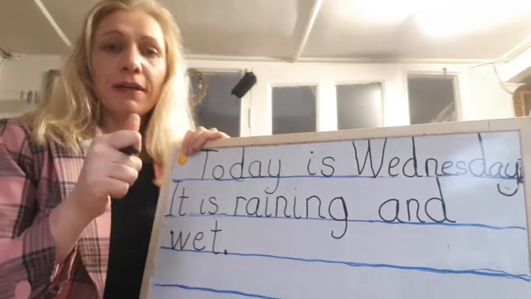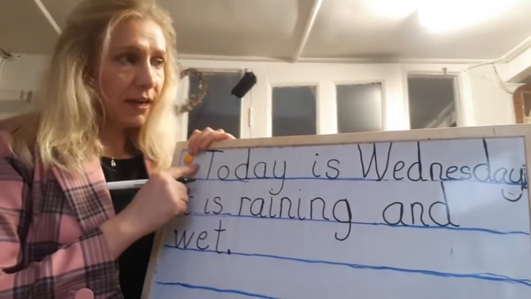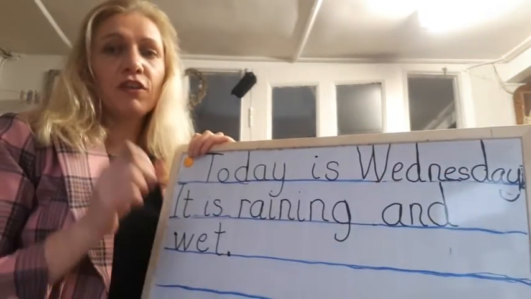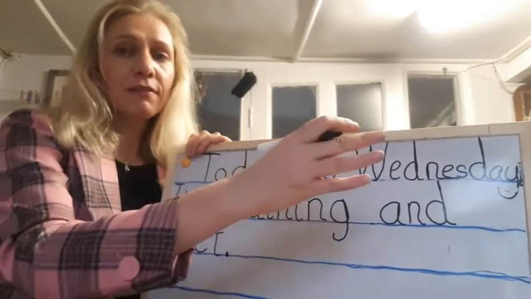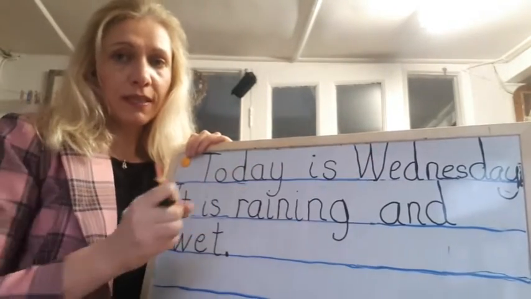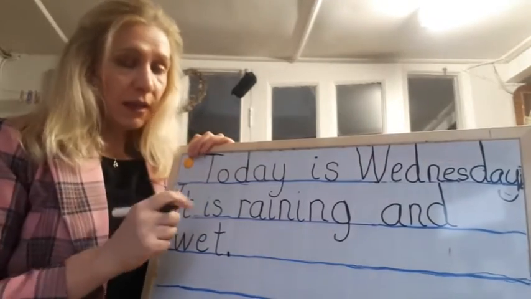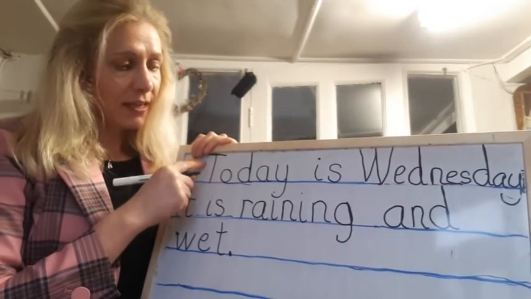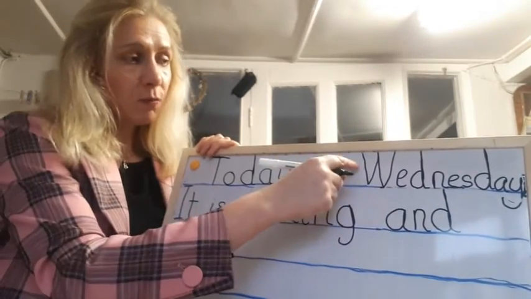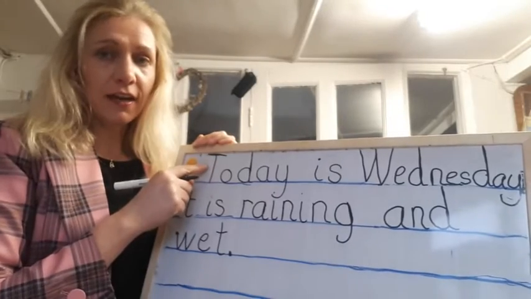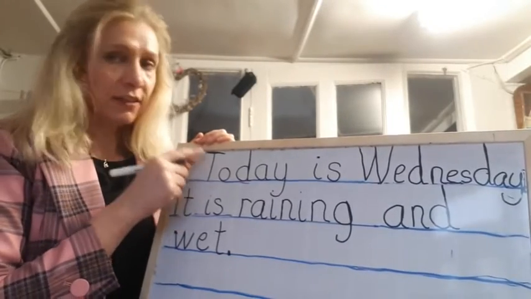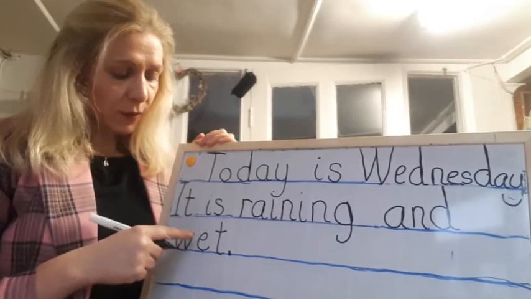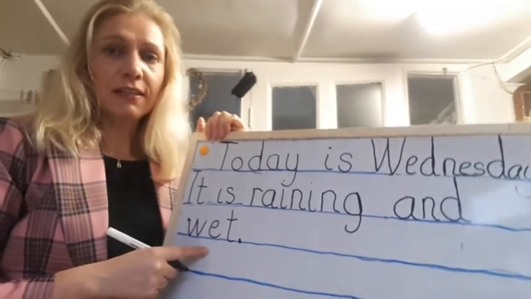So we've talked about capitals. Capitals at the start of a sentence. Full stop at the end of each sentence. Your spaces, but not big, massive spaces. Small space. One finger space. And always start, look at where my "it" is. Remember we said my "today". See, I would have fitted in Wednesday comfortably if I had started that closer. I should have started that T over here. It didn't give me enough space. Raining and wet. Then I'm going to the next line for the next sentence.